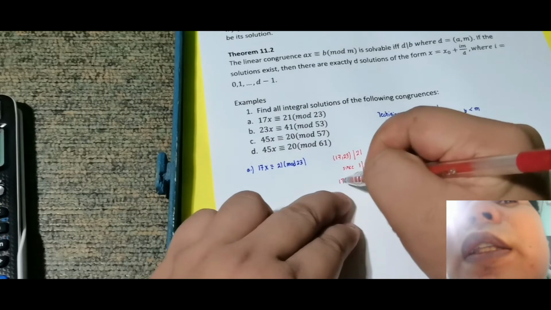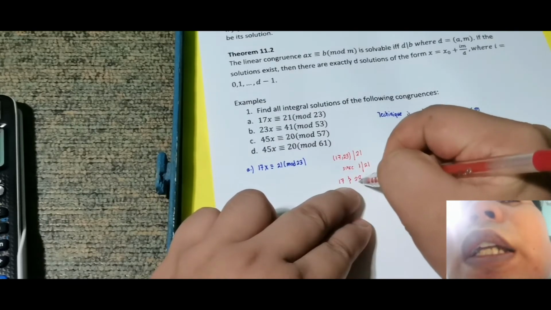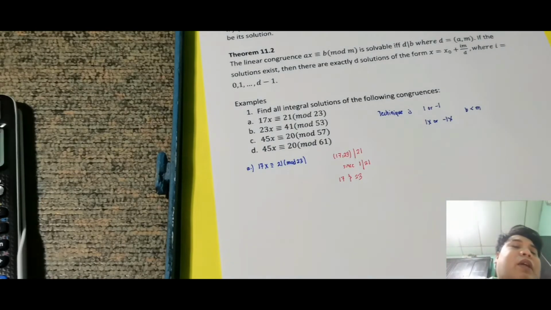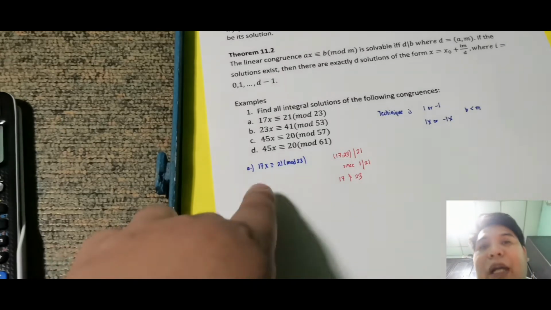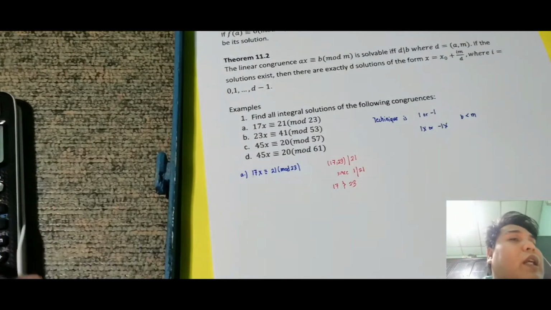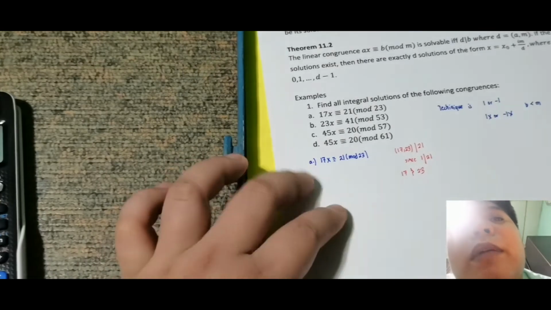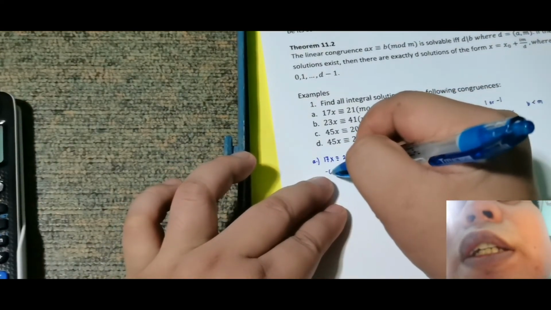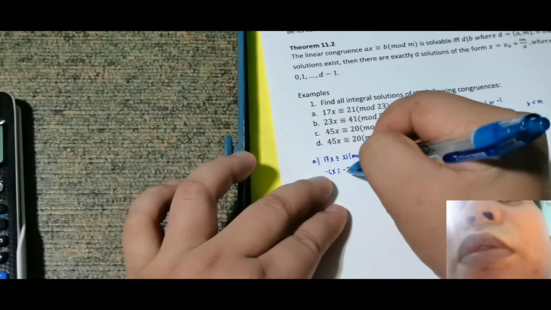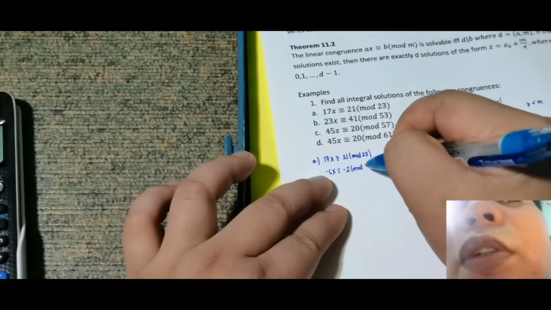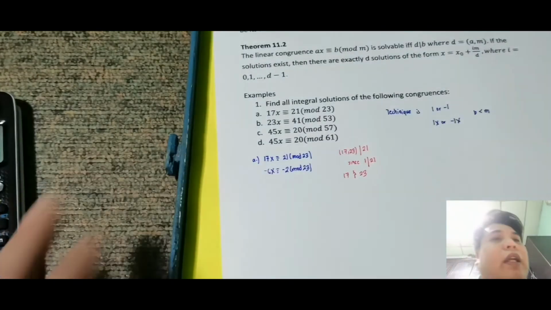Between 17 and 23, ilan yung kulang ni 17 para maging 23 siya? 6. Tama? Then again, si 21, ilan yung kulang niya bago siya maging 23? 2. Okay, so may 2 kulang. Ngayon, pag mas maliit siya sa m, negative yung ilalagay ko kasi kulang. Kunyari mas malaki, kunyari 24 siya. Again, ang kulang ni 17 para maging 23 is 6. So, that is negative 6 congruent to negative 2 mod 23. Okay, so yan yung kulang niya.